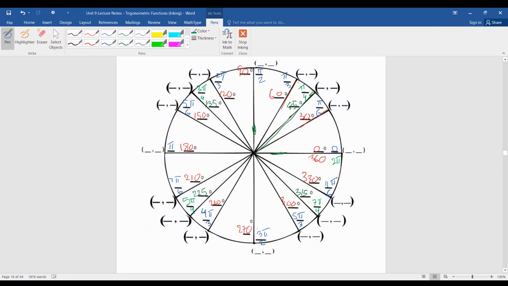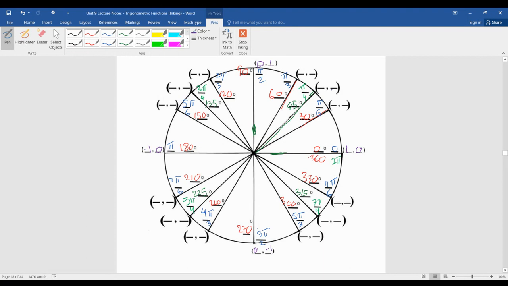Now, what's left are the XY coordinates of each point on this circle. So let's start with the easy points. Because this is the unit circle, the radius is 1, so the x of this point is 1, the y is 0. And this point here, the x is 0, the y is 1. This point here, the x is -1, the y is 0. This point over here is 0, -1. So these are the points on the x-axis and the y-axis.